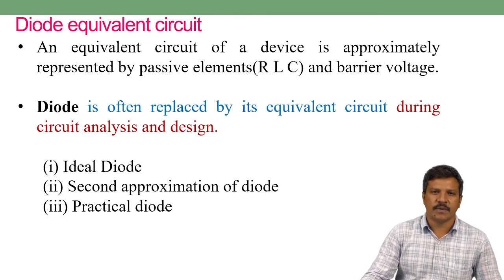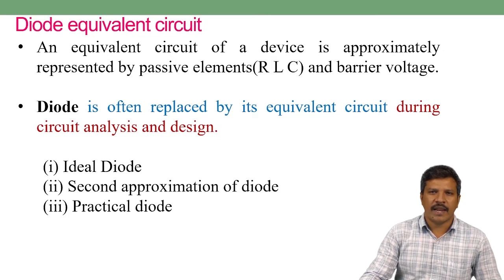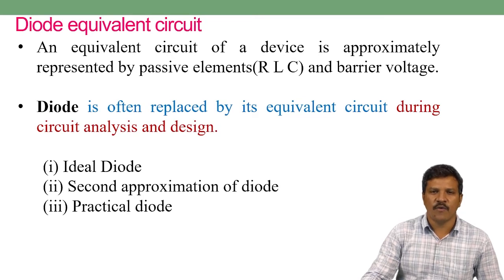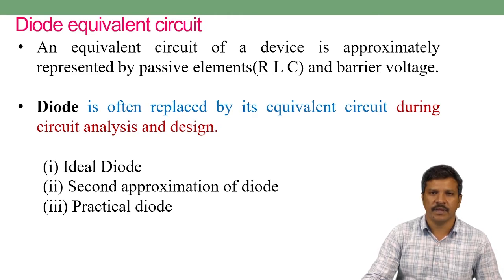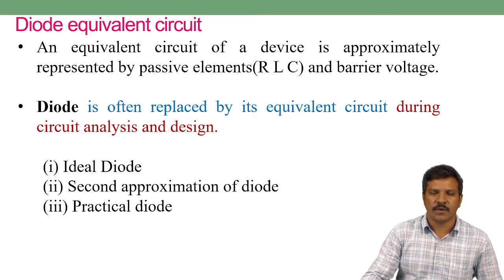Why do we need this equivalent circuit? In order to analyze any circuit or network in which nonlinear devices like diodes and transistors are placed, it is somewhat difficult to analyze with direct nonlinear devices. In order to analyze the network, replace those nonlinear devices like diodes and transistors with suitable elements, resistors, inductors, and capacitors, and the barrier voltage, so that we can easily analyze those electronic circuits.